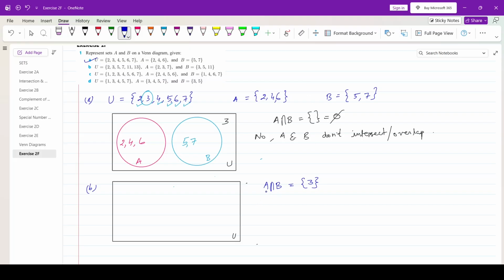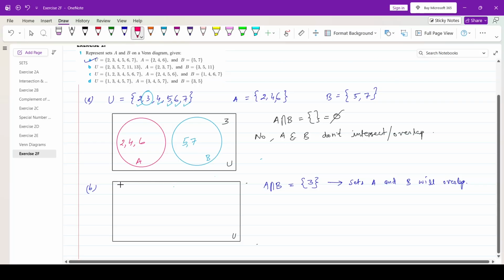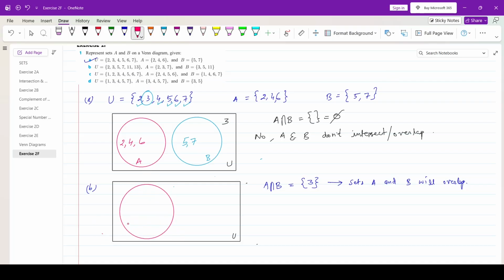Now we know we have something in A intersection B, therefore we can say sets A and B will overlap. Hence, we can draw accordingly. So this will be A, and this is going to be set B. Now we know the common part is this one. Therefore, we can write A intersection B over here.